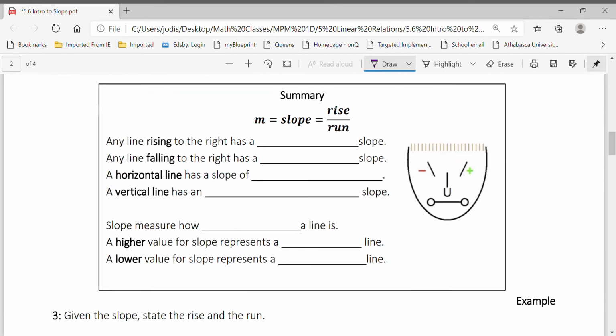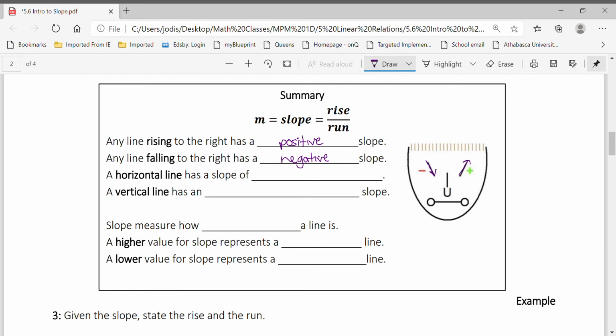So quick little summary here. Any line rising to the right has a positive slope, just like our little face over here. If it goes up to the right, it has a positive slope. If it's falling to the right, it has a negative slope. So this would be our negative slope.